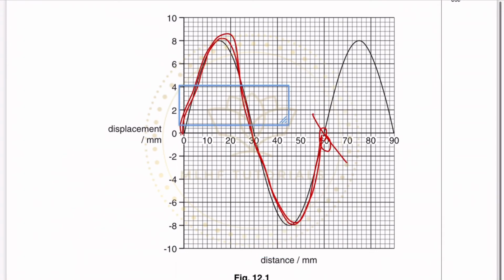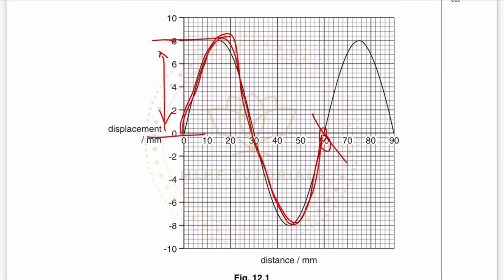Now, how we determine the amplitude is by using this, from the peak to the center of the wave. So we need to see up till here only. So the value here is 8 mm.